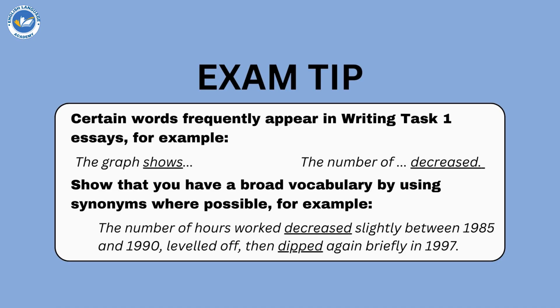Now, just before we wrap up, I wanted to leave you with one exam tip, which is also from this book. It tells us that certain words frequently appear in Writing Task 1 essays. For example, the graph shows the number of something decreased. You need to show that you have a broad vocabulary by using synonyms where possible. For example, the number of hours worked decreased slightly between 1985 and 1990, leveled off, then dipped again briefly in 1997. So we can see here that decreased and dipped are both synonyms. And this exam tip is encouraging you to use different words to show the examiner that you have a broad vocabulary. So where you can, try and use synonyms.